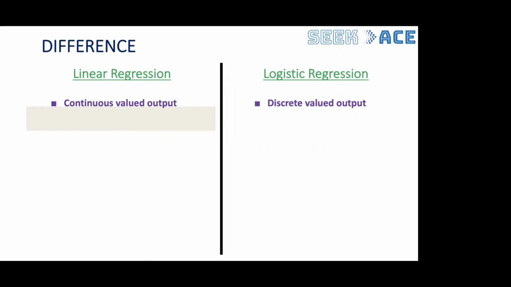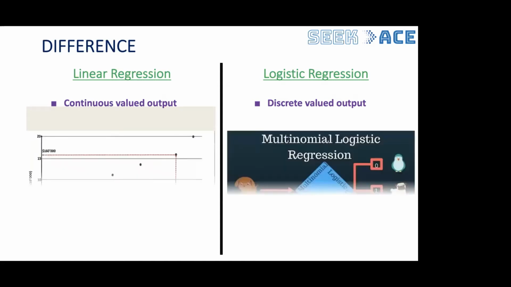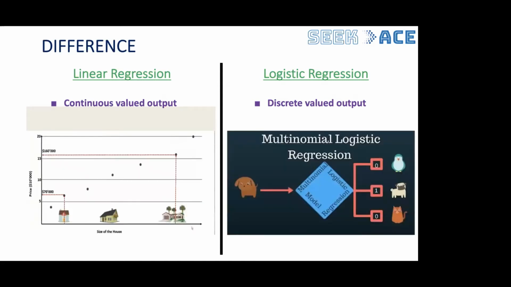So both are regressions, but one is continuous and another is discrete. An example of continuous valued output is the price of a house by the size of the house, and we can fit a line. We can tell at any point in between those two points, if this is a 3 bedroom and this is an 8 bedroom, what will be the price of a 6 bedroom?